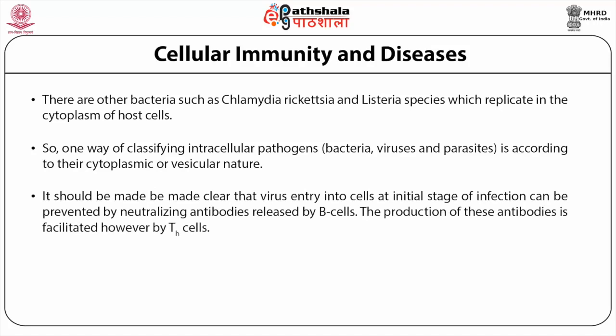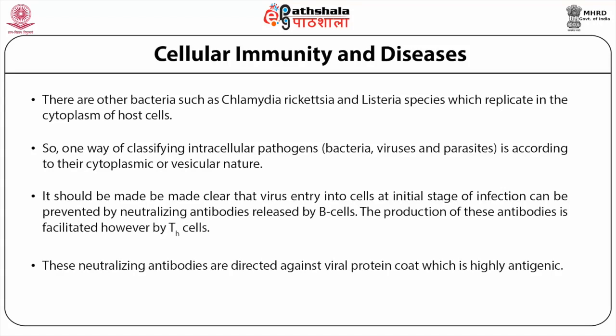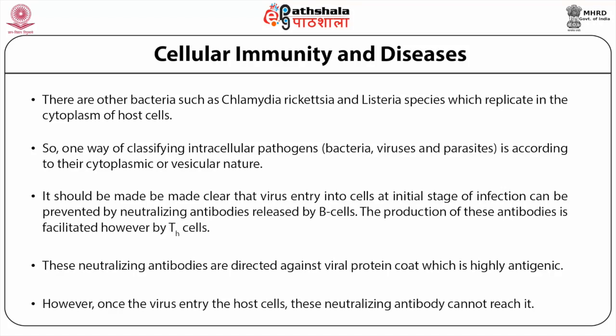It should be made clear that virus entry into cells at initial stages of infection can be prevented by neutralizing antibodies released by B cells. The production of these antibodies is facilitated, however, by Th cells. These neutralizing antibodies are directed against viral protein coat, which is highly antigenic. However, once the virus enters the host cells, these neutralizing antibodies cannot reach it.